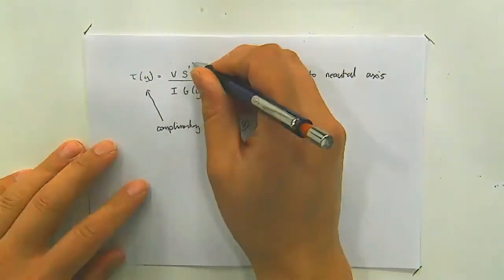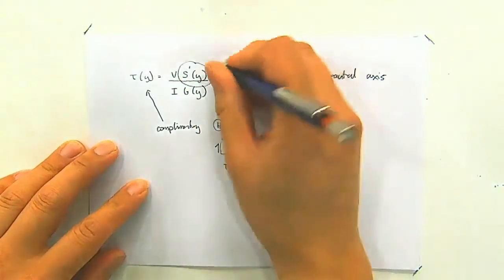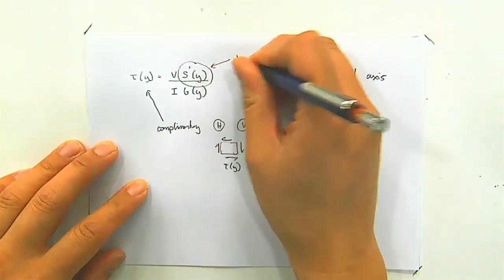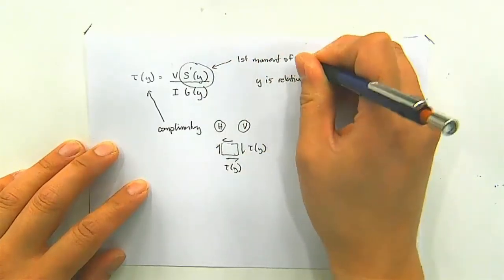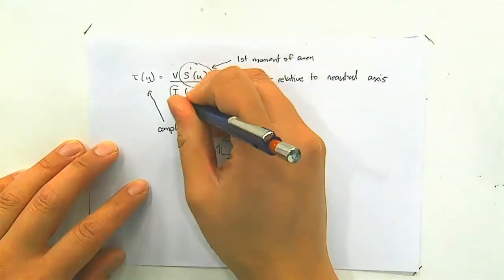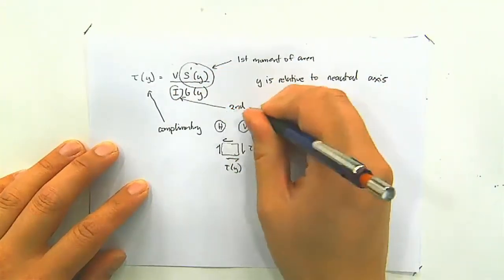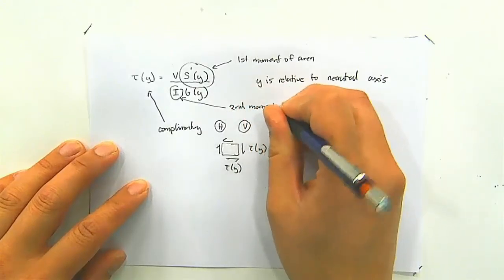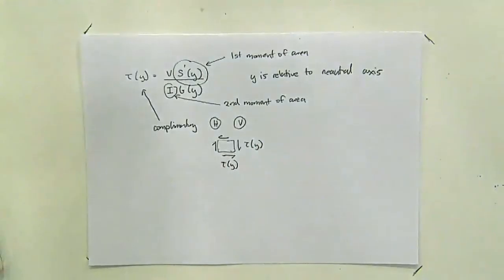Remember that s dash y, in this strange notation that's been given, is the first moment of area, and I in this notation is the second moment of area. Okay, so is everyone happy with that? All right, good. Let's move on now.